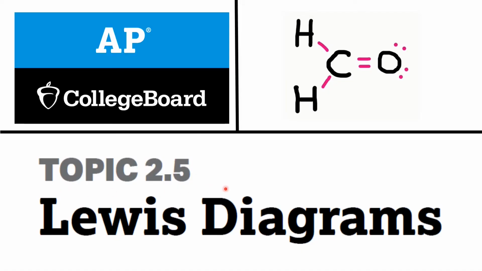Hello everyone, this is topic 2.5, Lewis diagrams. This is taken from AP Chemistry College Board. Let's start.